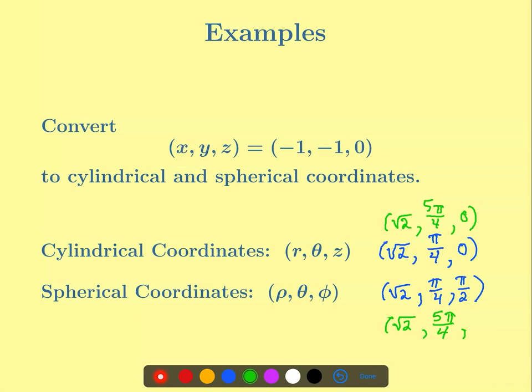Now phi. We're in the xy plane, so the angle is still pi halves. If you go from this point in the xy plane to the origin and up to z-axis, that angle will be pi halves. So that's what this looks like in this case. We have these 2 points, r theta z, rho theta phi, now converted from the xyz.